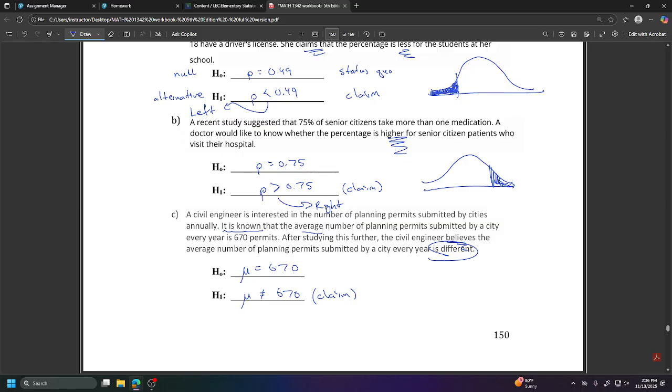Okay, so if we had less than, it's a left side. If we had greater than, it would be the right. But I have not equal to. What kind of tail test can you think it is? There's only 3 options. Two-tail test. Yep, a two-tail test. And again, if somebody's asking, what does that look like?